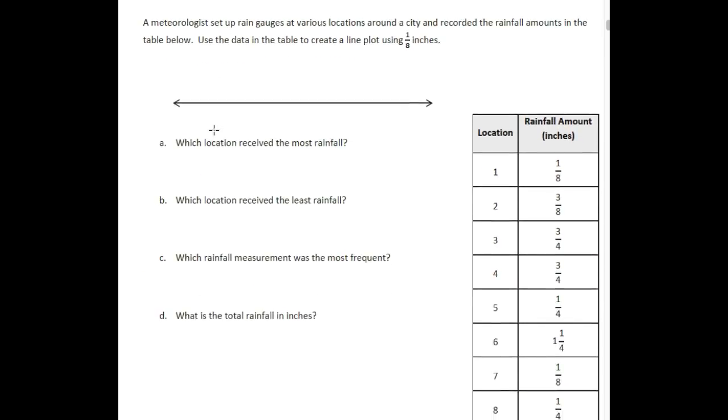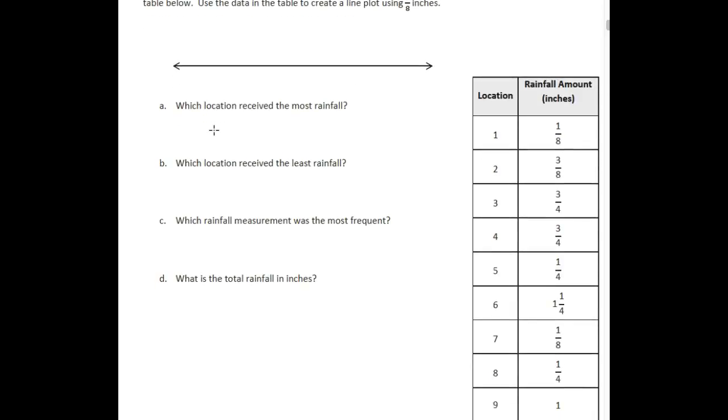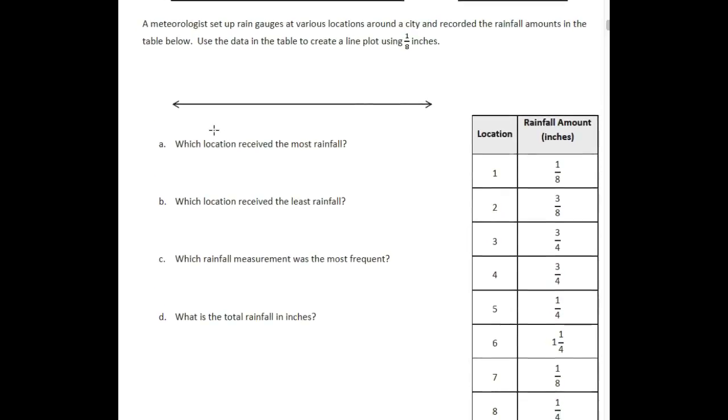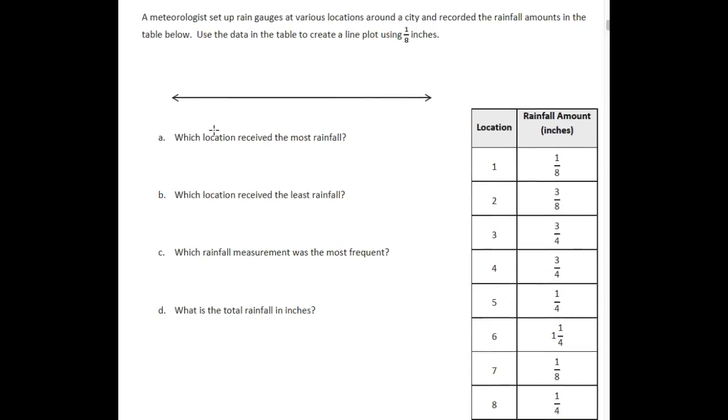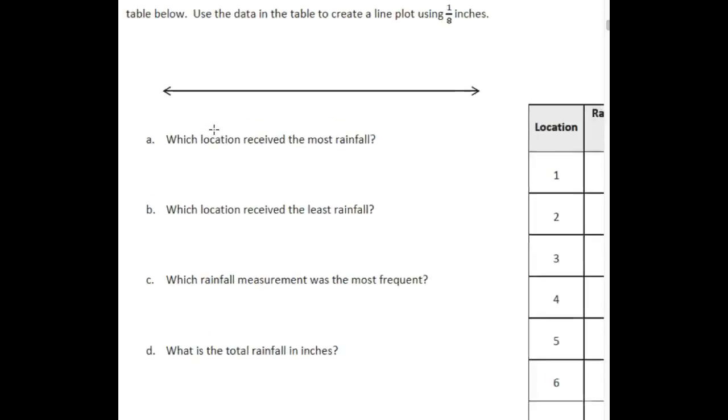So here's what we're looking at. This is lesson 1 for module 4. And it says that a meteorologist set up rain gauges at various locations around the city and recorded rainfall amounts in the table below, and used the data in the table to create a line plot using 1/8 inches.